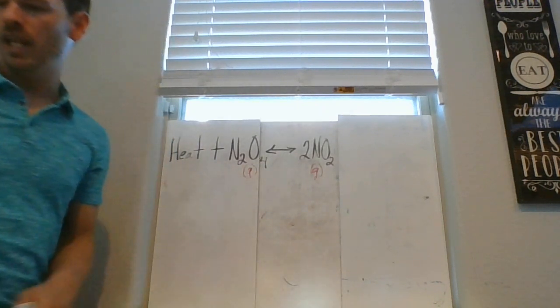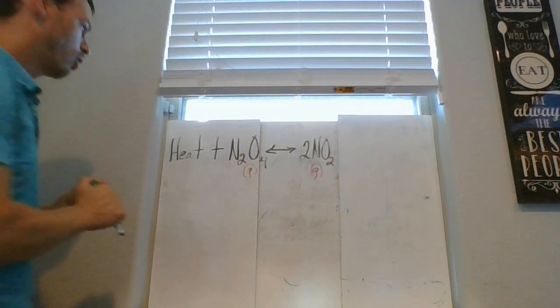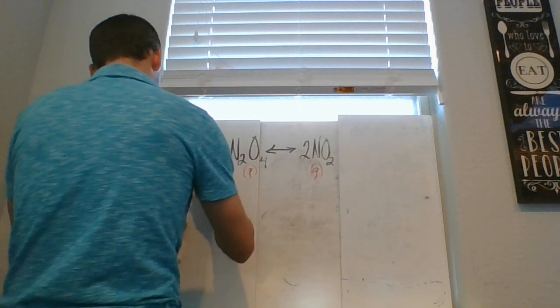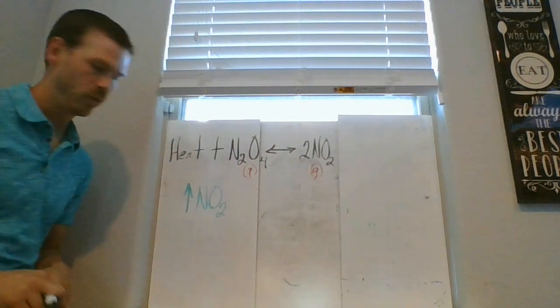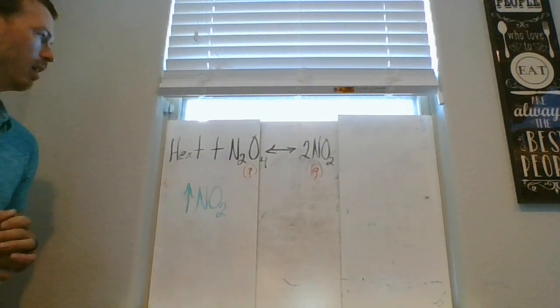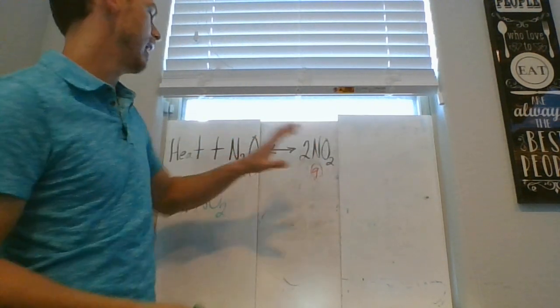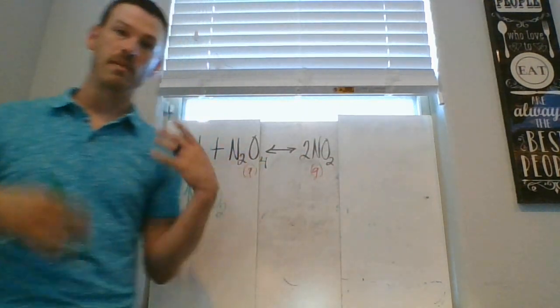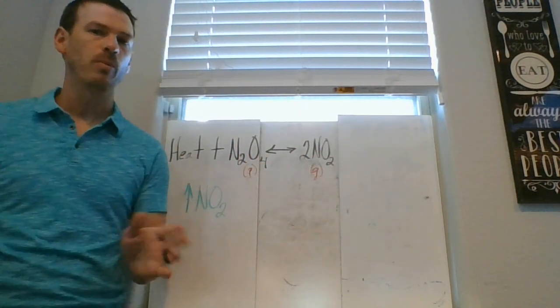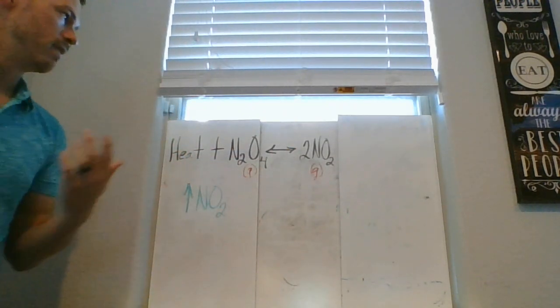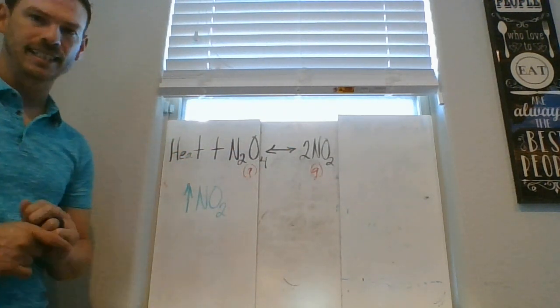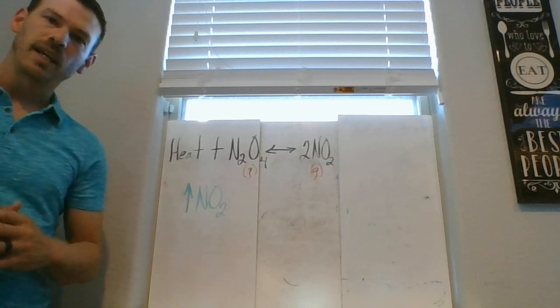All right, what if we increased the NO2? What if we made there be more nitrogen dioxide? Well, now suddenly it's not at equilibrium, and if you make there be more product, it's going to say, okay, we don't want more product, so let's shift back towards the reactants to get rid of that extra nitrogen dioxide. That would be a left shift.